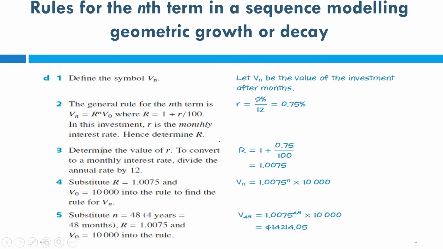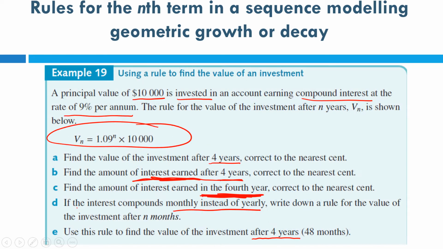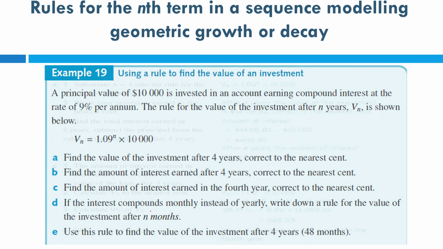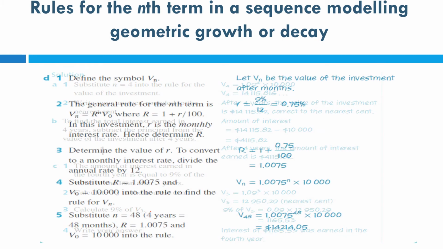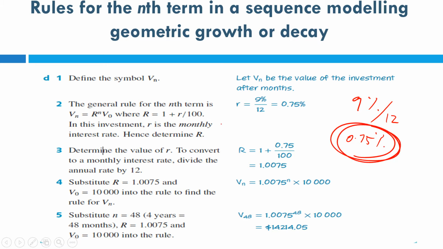So then it said in that original question, I'll go back to it so you can see it. If the interest compounds monthly instead of yearly, write down a rule for the value of the investment after n months. So now we're changing. It was 9% per year, correct? So there's 12 months in a year. You divide that by 12 and you get 0.75% for a monthly interest rate. So there's your capital R.